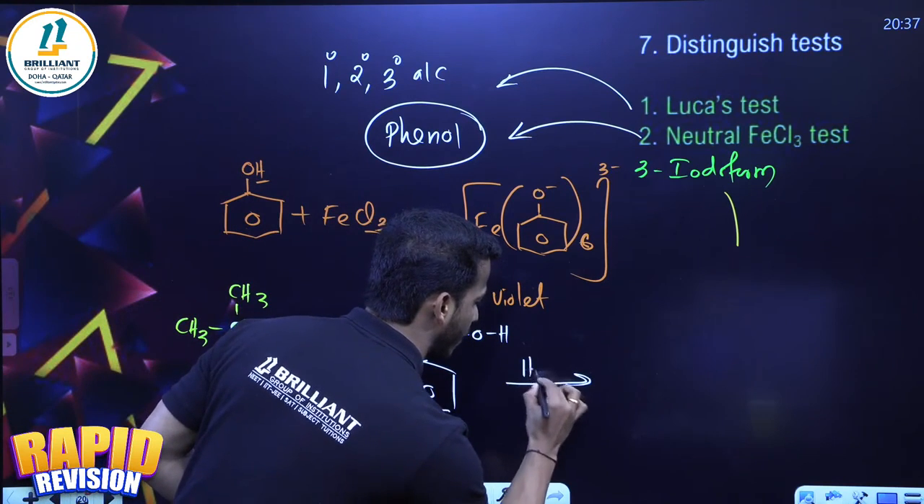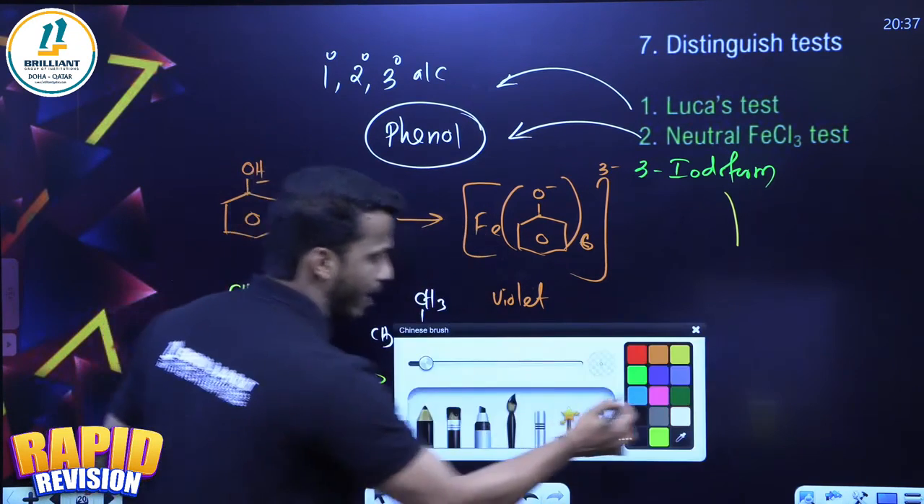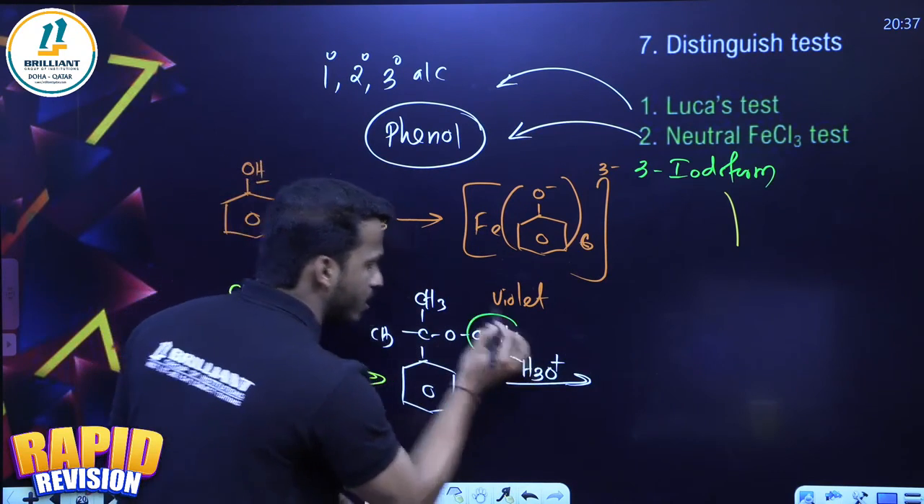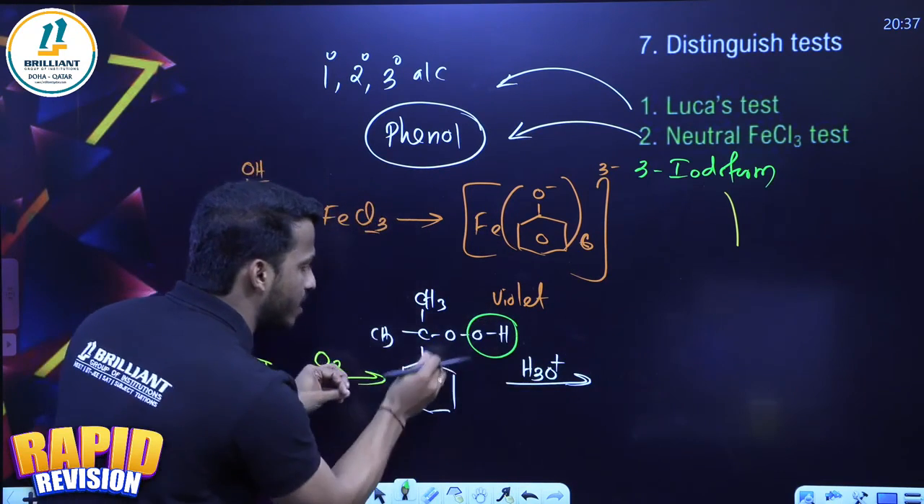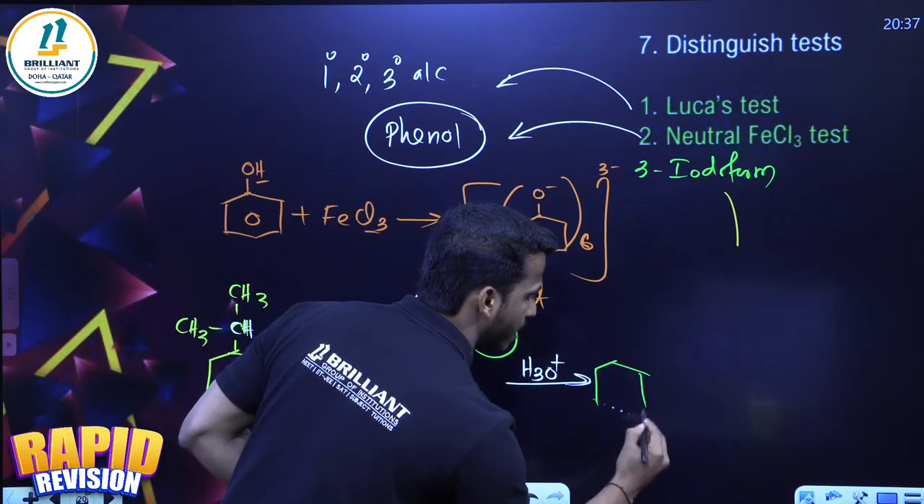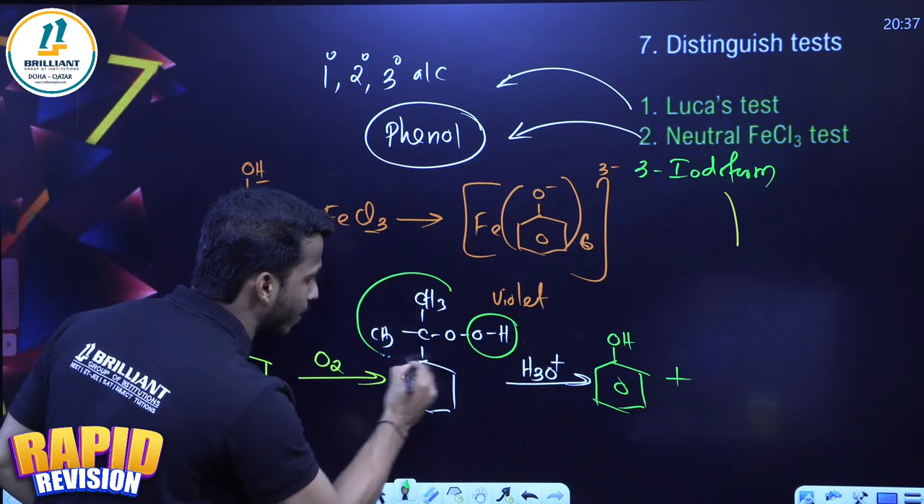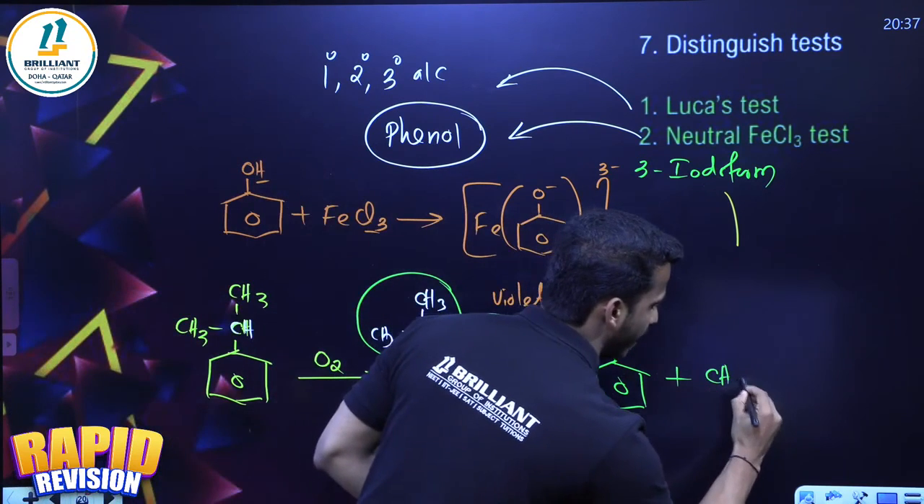That is treated with H3O plus, or acid hydrolysis. What has happened here? Just to remember, dear all, this OH is added on benzene, so you will get phenol. What is left in the system? You will get acetone.